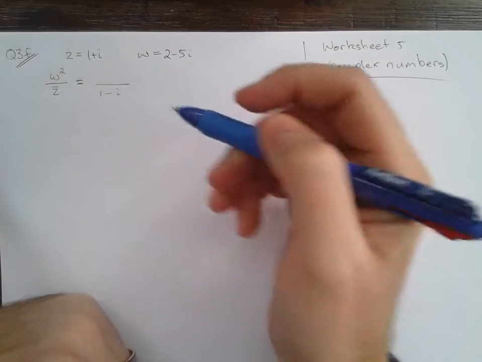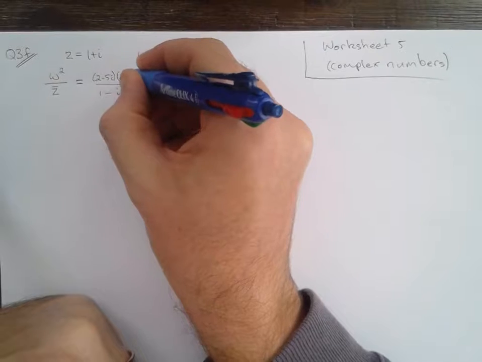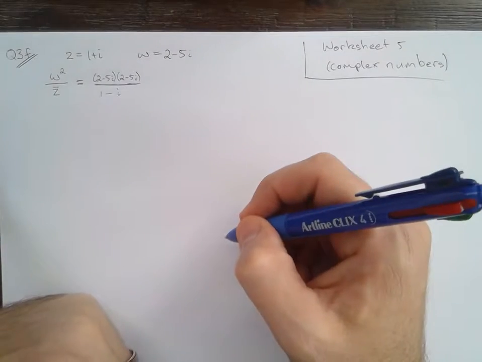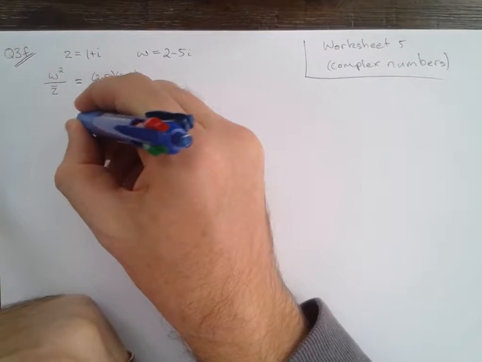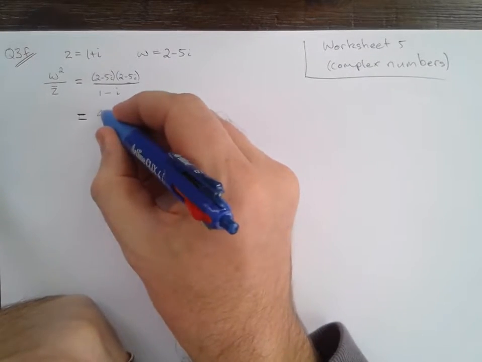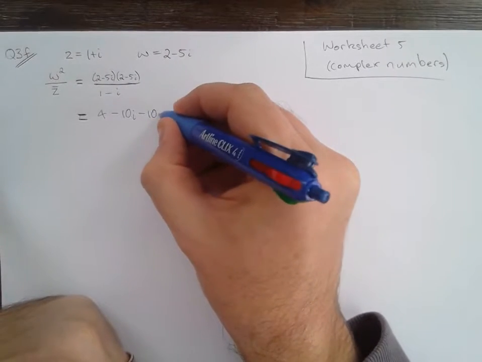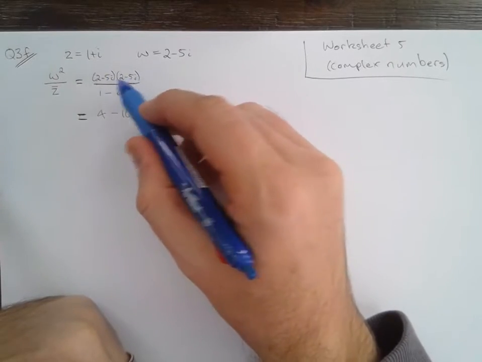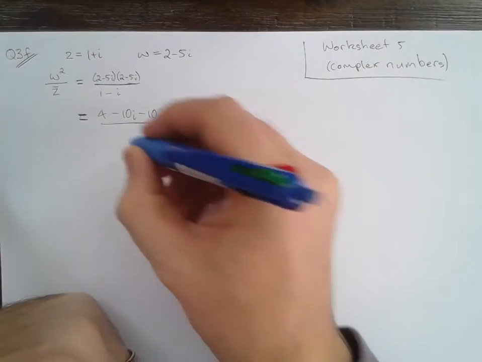And on the top we need to square w. So we need 2 minus 5i, that's w, multiplied by itself. Okay, so next step, before we do the division, we still need to multiply that top part. So we'll expand out the brackets, and we should get 4 minus 10i, another minus 10i, plus 25 when we multiply the two minus 5's, and the i's will be i squared. And that's all divided by 1 minus i still.